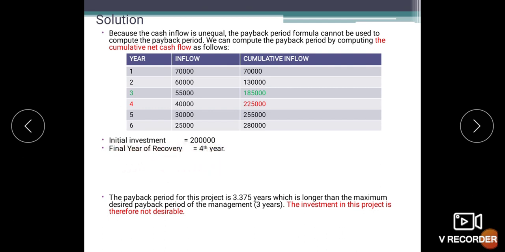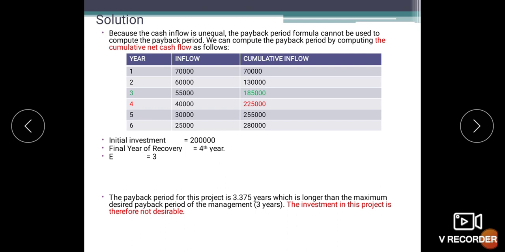So we know the payback period formula: E plus B divided by C. E is the preceding year of the final year of recovery. The final year of recovery is the fourth year, so the preceding year is 3. So E is 3.